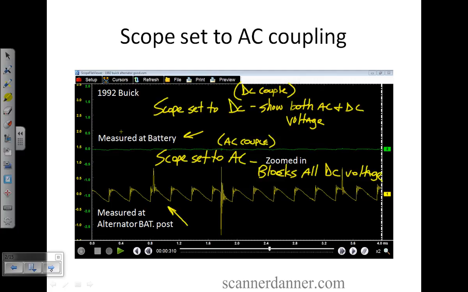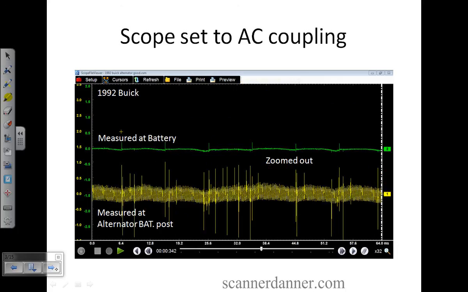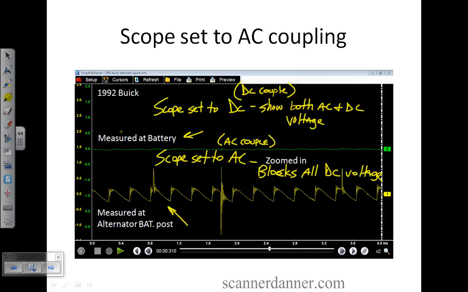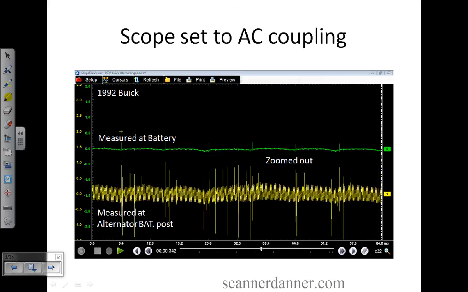But guys, this is a good alternator. Brandon, the spike here, I'll just say this right now, is normal. So let's keep going. I'll show you the bad one here in a minute, what we look for. Let's go to another one. Same car, zoomed out. So this is zoomed in on this yellow trace. This is zoomed out, and again showing battery and alternator.